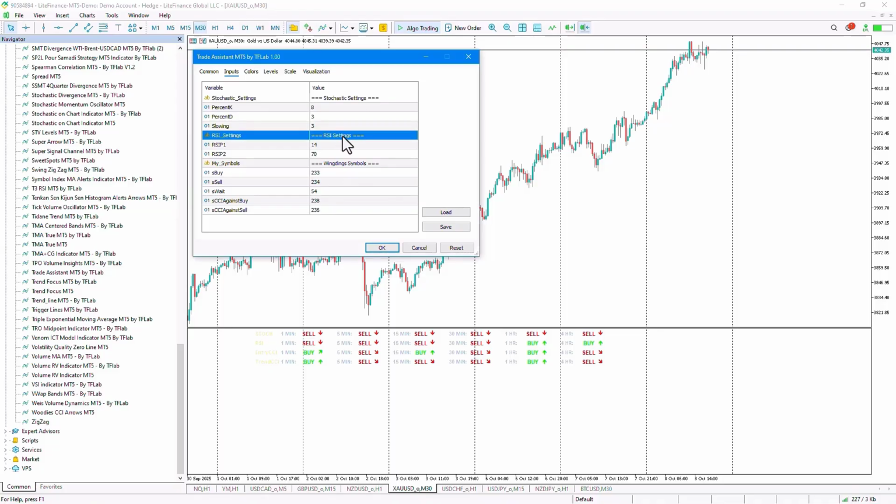The next section is related to the calculation period settings for the RSI indicator, where 2 periods are provided here, allowing us to set the calculation periods for the RSI.